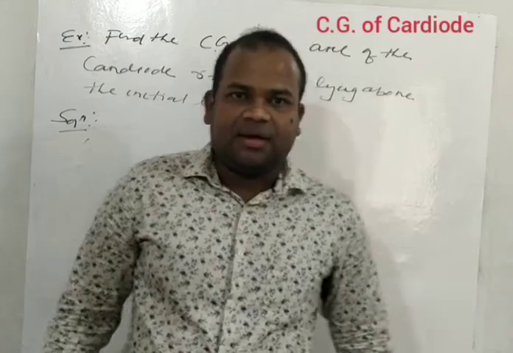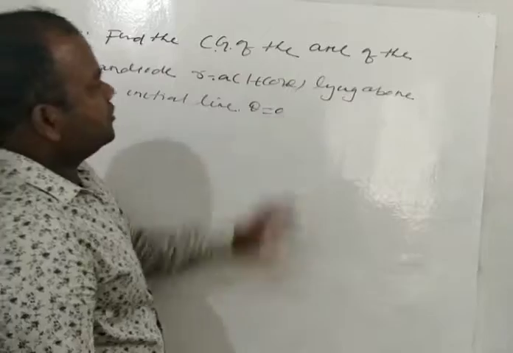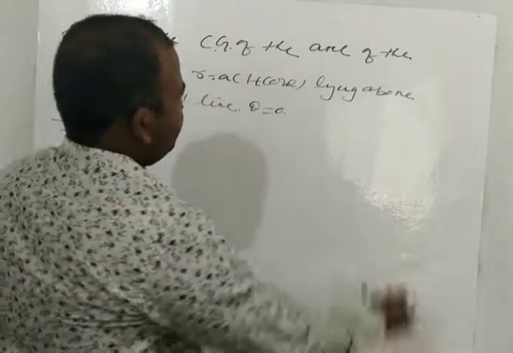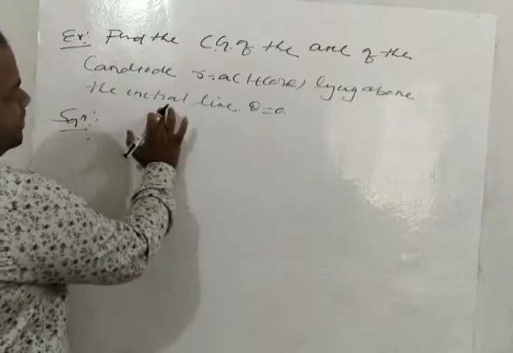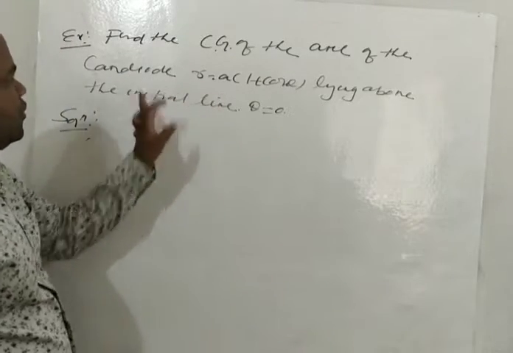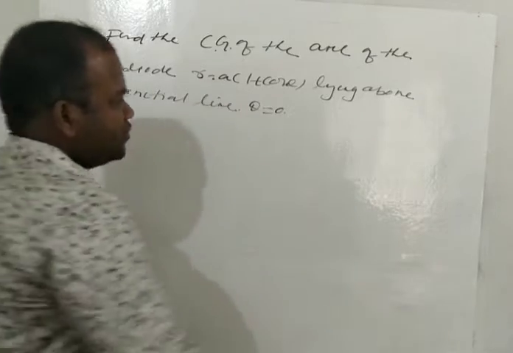Hi friends, today we will discuss more problems about the CG of the arc. So that is the cardioid r equals a into (1 plus cos theta) lying above the initial line theta equals 0. So according to the knowledge of curve tracing, you will draw the cardioid, r equals a into (1 plus cos theta).